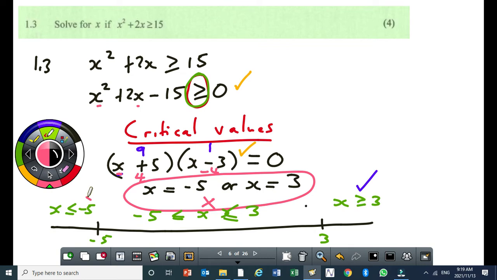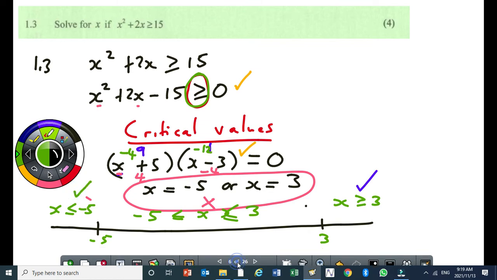Negative 9. Okay. So let's substitute negative 9 here. Negative 9 plus 5 will give you negative 4. Negative 9 minus 3 will give you negative 12. Minus 4 times minus 12 gives you 48. Is 48 greater than or equal to 0? So that's the solution.